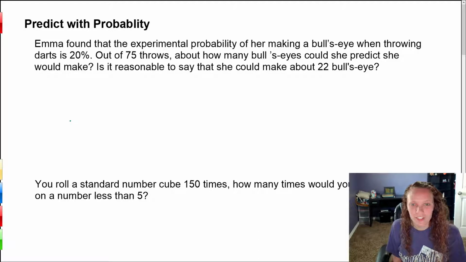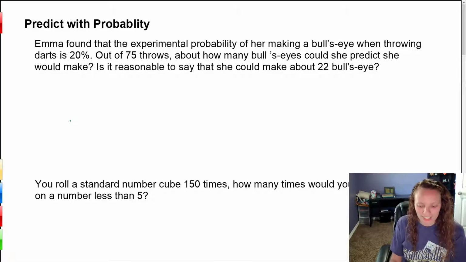Emma found that the experimental probability of her making a bullseye when throwing darts is 20%. Out of 75 throws, about how many bullseyes could she predict she would make? Is it reasonable to say that she could make about 22?